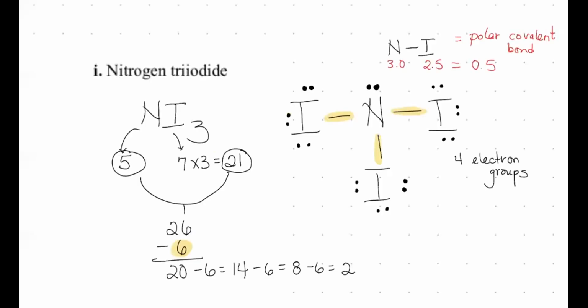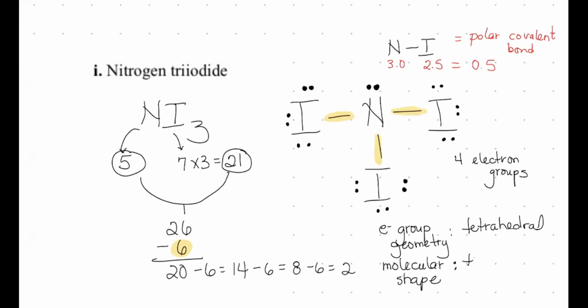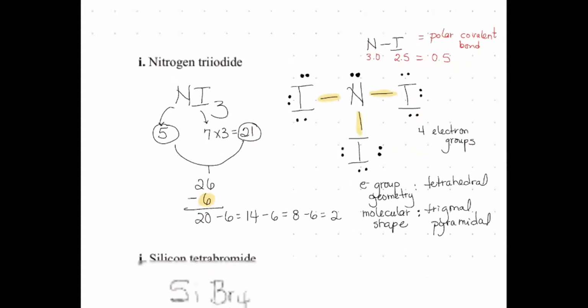So electron group geometry, tetrahedral, molecular shape is trigonal pyramidal, bond angle is 109 degrees. Okay.